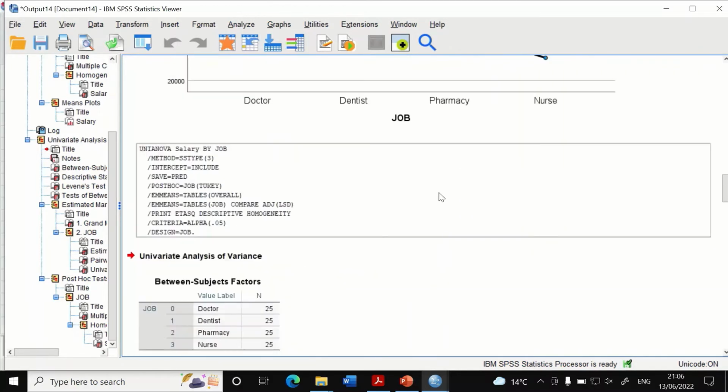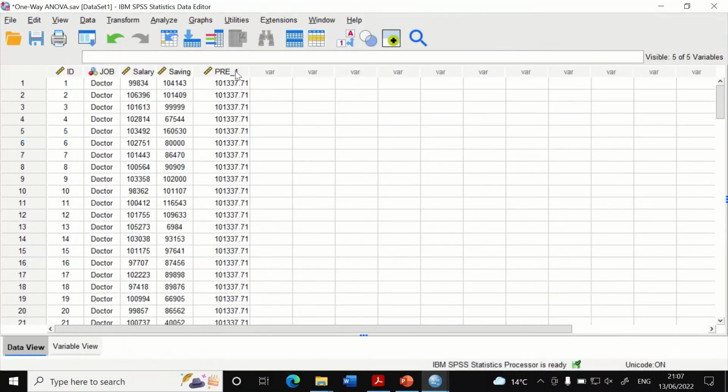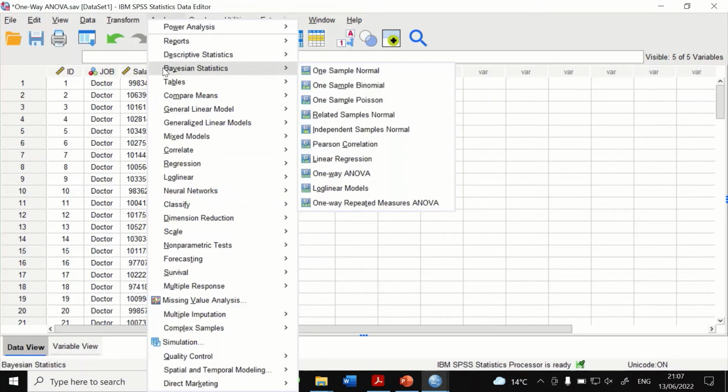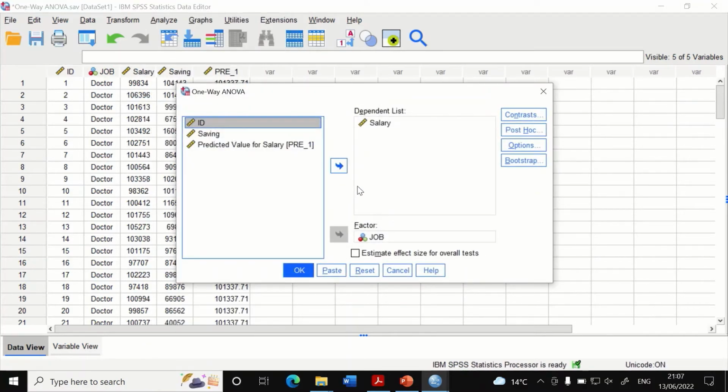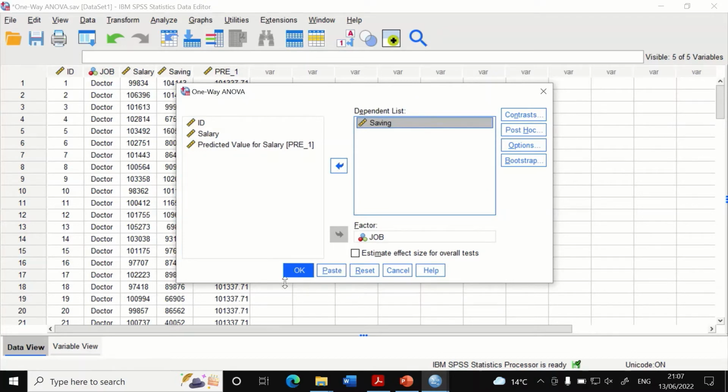Now I have also inserted here another variable, which is the saving, and I'm going to do an analysis on this saving variable to look at whether there is a significant difference between the 4 different occupations and saving. So again, I'm going to click on analyze, compare means, then select one-way ANOVA, and I'm going to remove the salary and insert saving, and then keep all the settings the same.